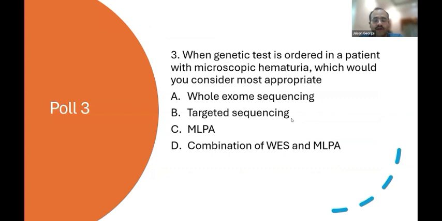Now we come to a poll. I request Vinisar to take on. When you consider genetic testing in a patient with microhematuria, which would you prefer as the most appropriate? Whole exome sequencing, targeted sequencing, MLPA, or a combination of whole exome sequencing and MLPA? Can we run the polls? Yes, can we have the results?